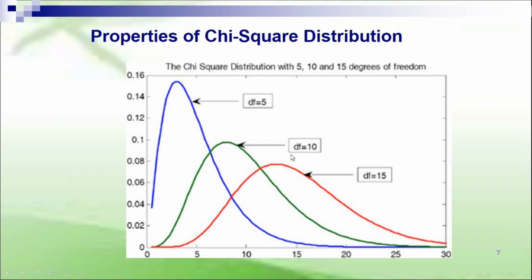The second one, when degrees of freedom equal 10, relative to the first one, this is more symmetric. But when we increase up to 15, degrees of freedom equal 15, the red color distribution, we can say is closer to the symmetrical distribution compared to the other two.